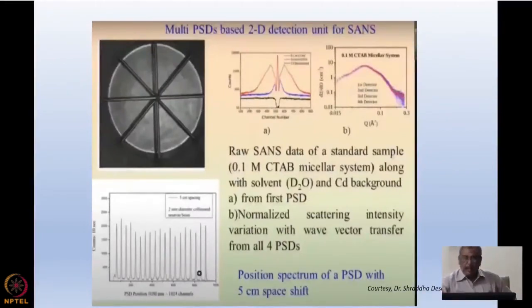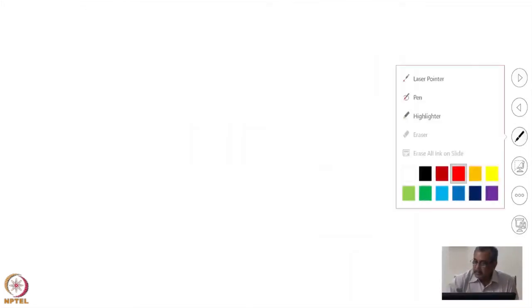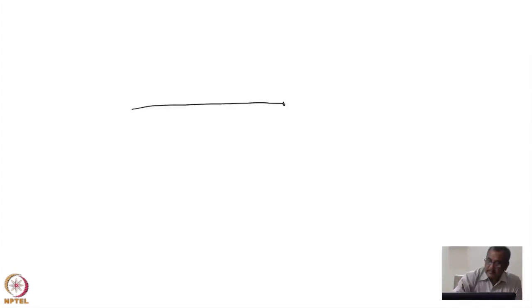Also, let me show you another example of reducing time by using multiple collection at the same time. This is a small angle scattering instrument. This also I will discuss. It's a multiple PSD based instrument. So in earlier days, there was a sample which was reflecting. We had one detector. One detector. So let me specify.